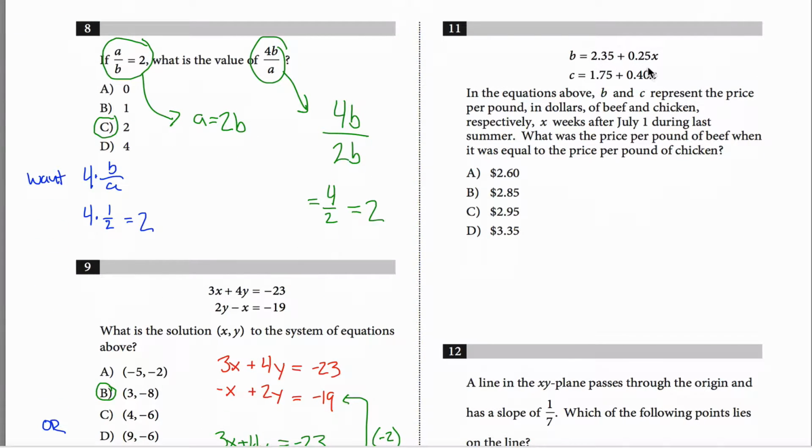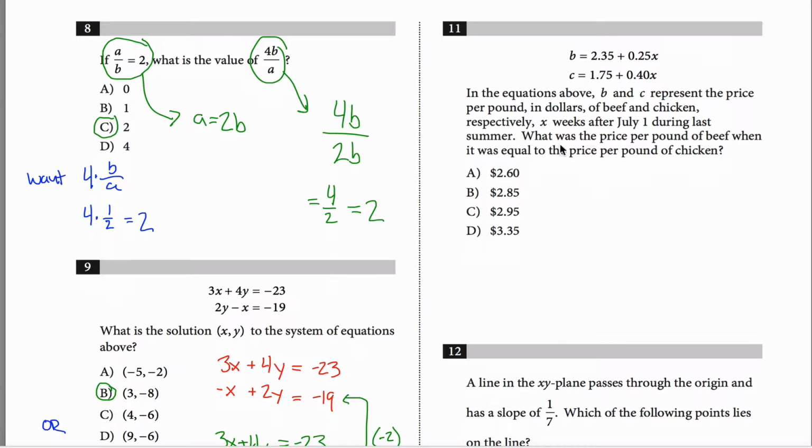Number 11, you're given B equals this mess, C equals this mess, and then you're told in the equations above, B and C represent the price per pound in dollars of beef and chicken, respectively, x weeks after July 1st during last summer. Okay, that's a lot to wrap your head around. x is the number of weeks after July 1st, so something to do with time. B is the price of beef. C is the price of chicken.